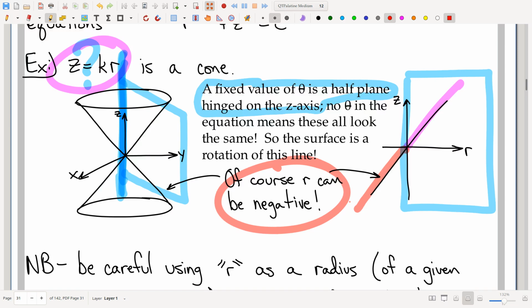like that. And now you can imagine when you rotate that around the z-axis to generate all of those cross sections, we get this cone that we have pictured there. So it's a really cool argument. The generalization of this is that when there's no theta, your surface is rotationally symmetric around the z-axis. It's a really cool result.